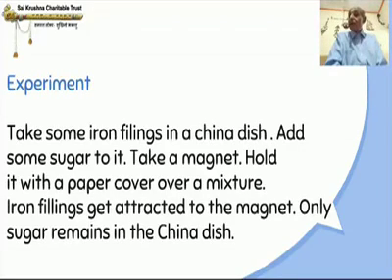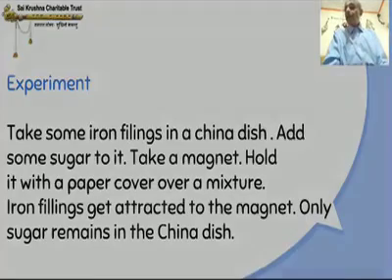Then what will happen is iron filings get attracted to the magnet. So when we hold the paper cover with a magnet over the mixture comprising iron filings and sugar, iron filings get attracted to the magnet. Only sugar remains in the china dish. So all the iron filings get attracted to the magnet and sugar only is left over in the china dish. Okay, I hope it is clear to you all.